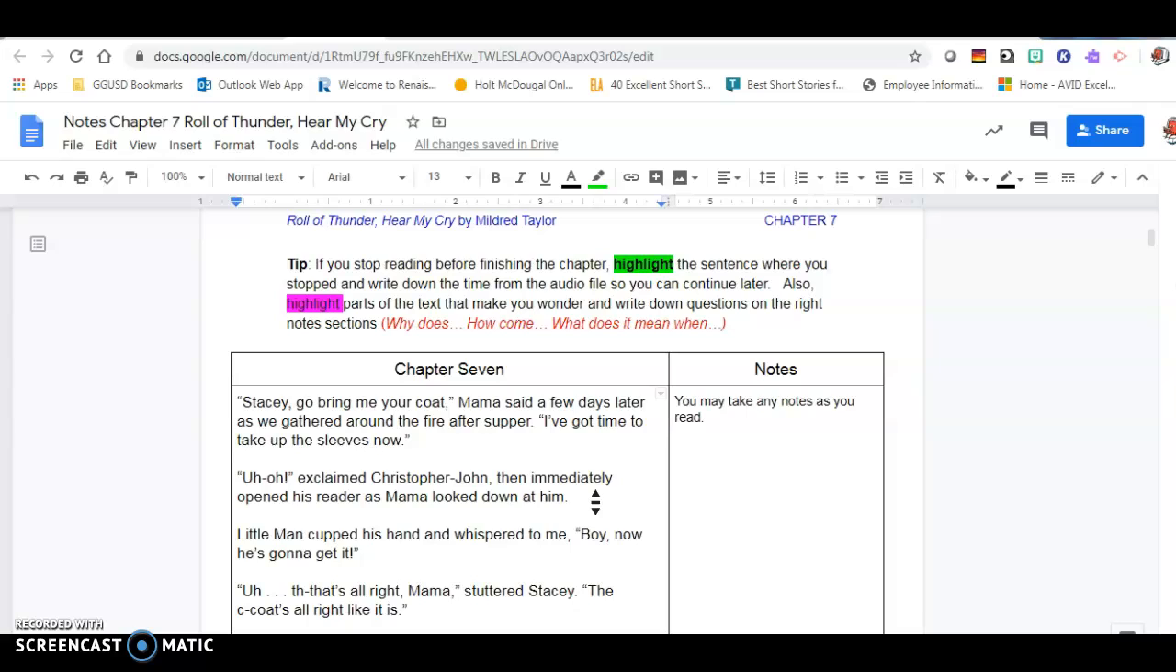So I would say go back and read that last section if you need to again to see, because the last thing that Mama says is we're going to have to pay for that. So we'll see if that happens in chapter 7.